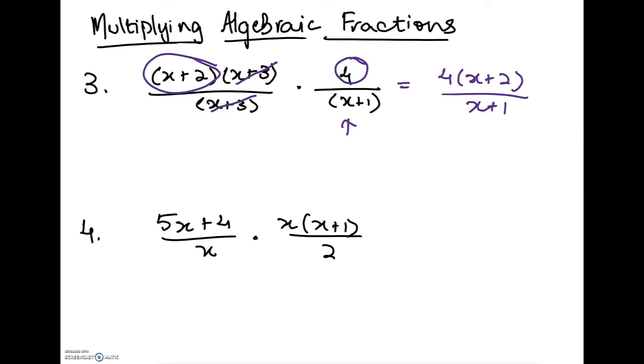Now let's work on number 4. We have 5x plus 4 over x times x plus 1 over 2. So again, we're going to focus on canceling out any common terms. We have x in the denominator and we have x over here as well. So we're going to cancel those out.